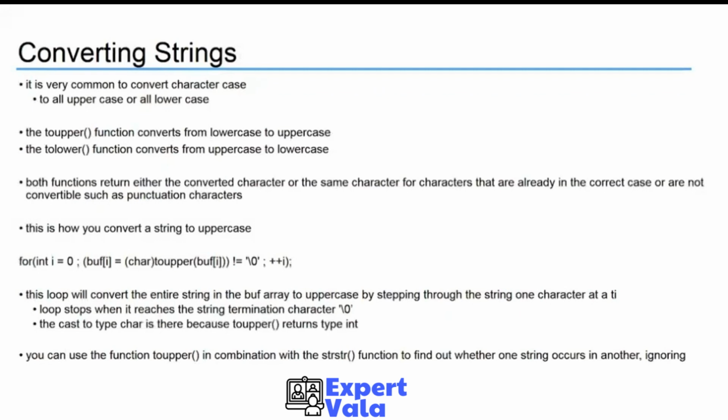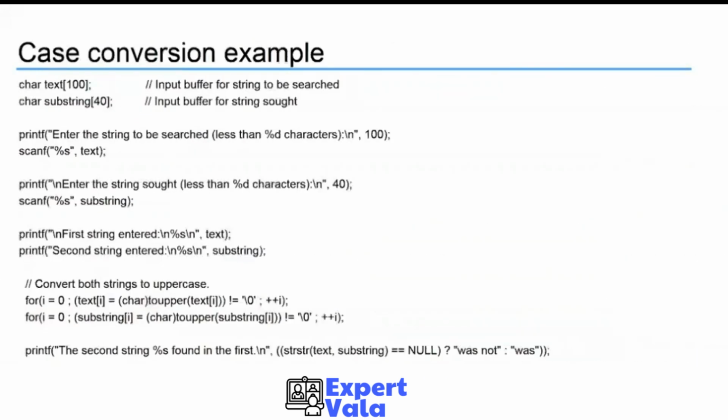So you can use the function toupper in combination with the strstr function to find out whether one string occurs in another, ignoring the case. So let's look at this example that does exactly that. Here we have two character arrays, text and substring. Text is size 100, substring is size 40.